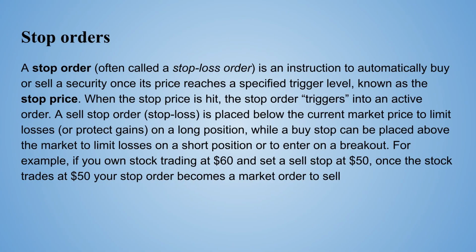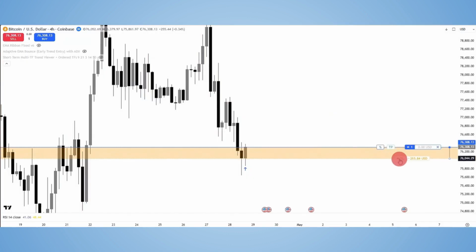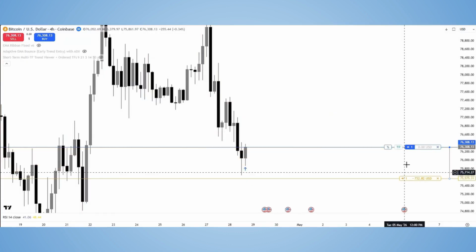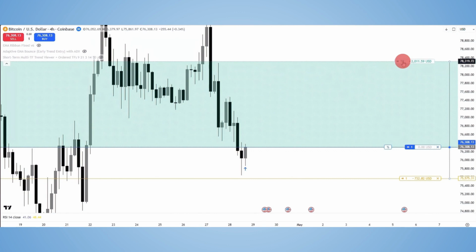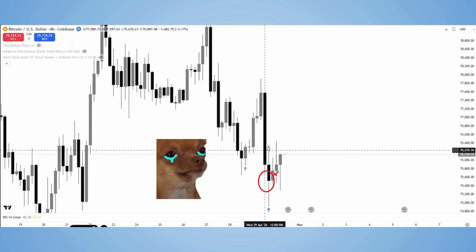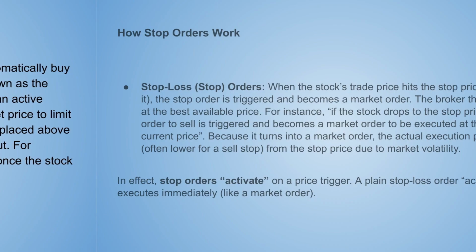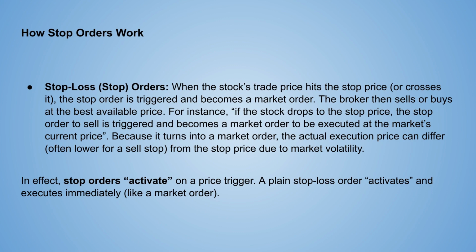A stop order, often called a stop loss, automatically buys or sells when the price hits a specific trigger level, known as the stop price. For example, a sell stop order is placed below the current price to limit losses on a long position. Once triggered, it becomes an active market order. When the trade price hits the stop, the order is triggered and converts into a market order. The broker then executes the buy or sell at the best available price. Since it becomes a market order, the actual execution price can differ from the stop price due to volatility.